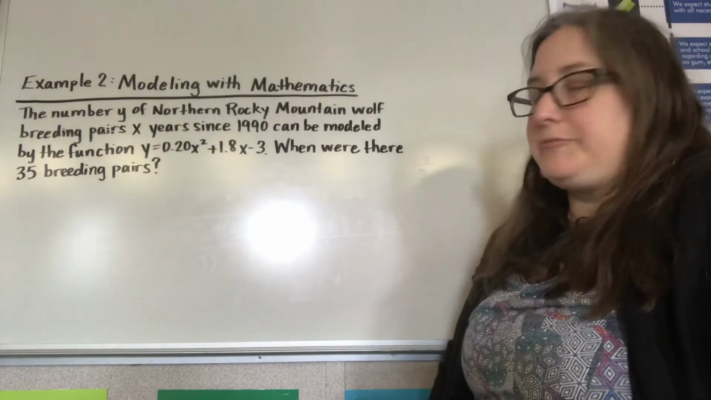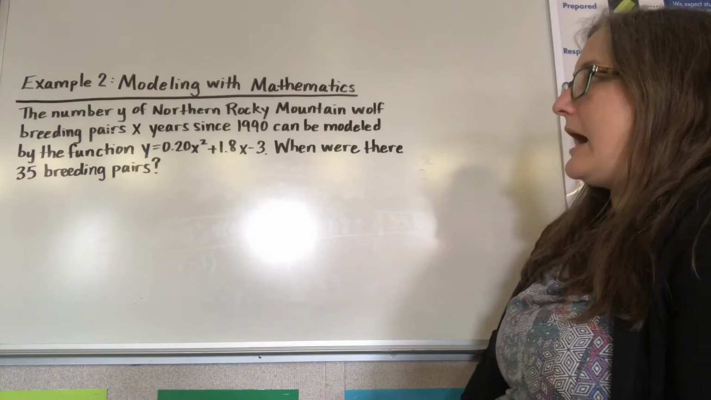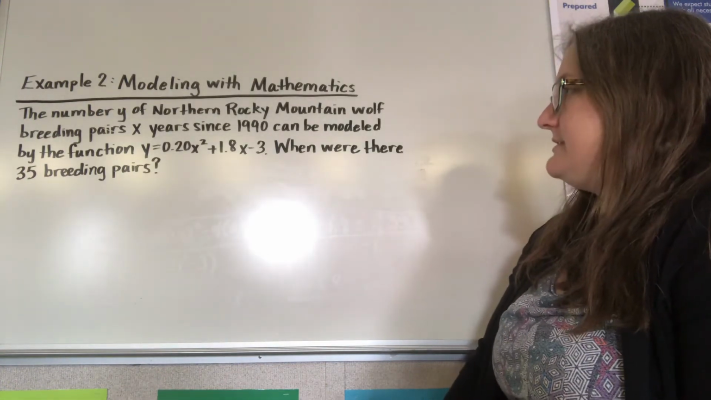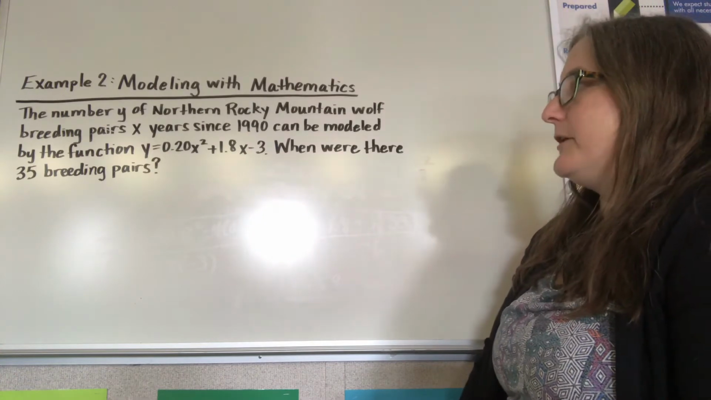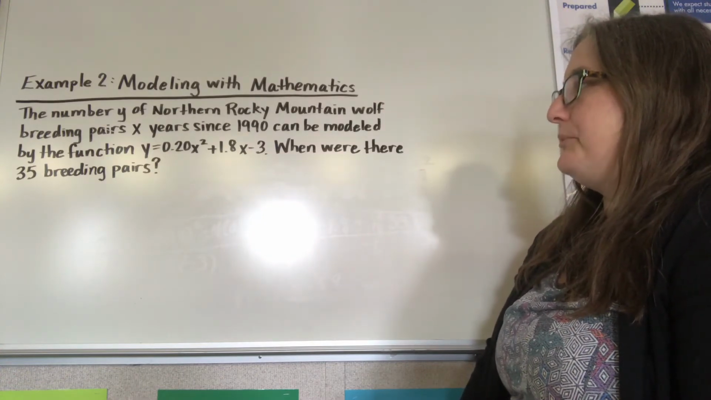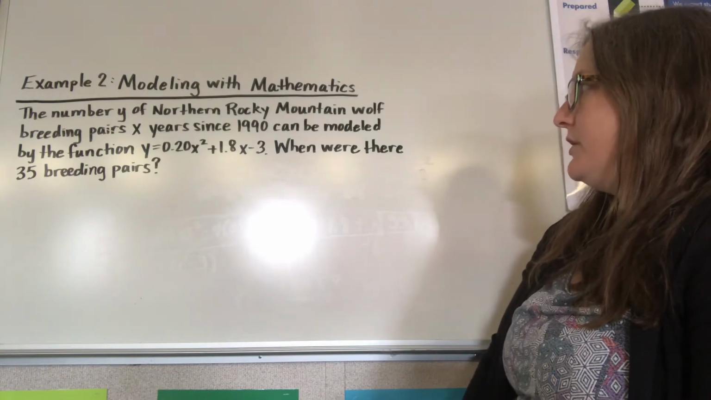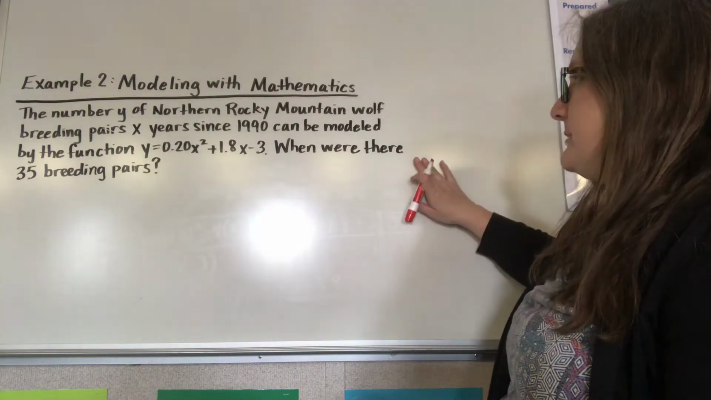So let's look at a real life problem. So the number, y, of Northern Rocky Mountain wolf breeding pairs, x years since 1990, is modeled by the function y equals 0.20x squared plus 1.8x minus 3. When were there 35 breeding pairs?